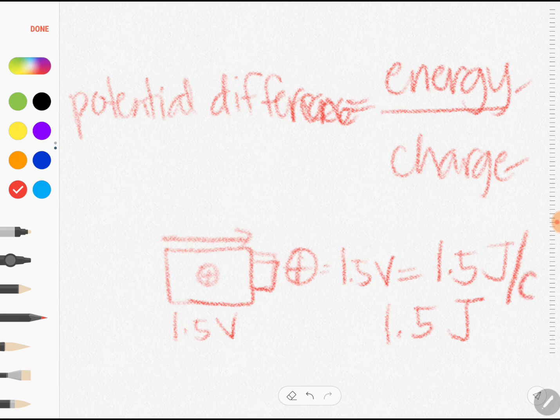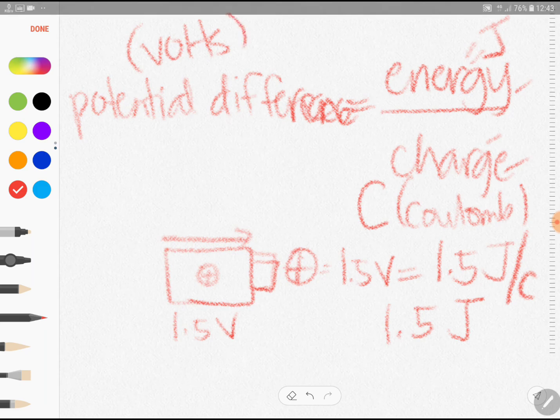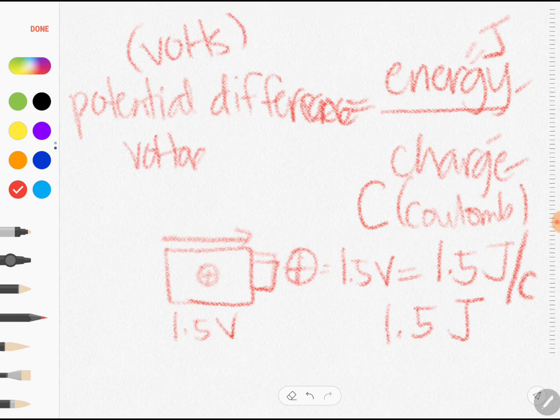Okay, so remember, the SI unit for energy is joules, represented by capital J. The SI unit for charge is capital C, or coulomb. And the SI unit for potential difference is volts. Potential difference is also known as voltage.